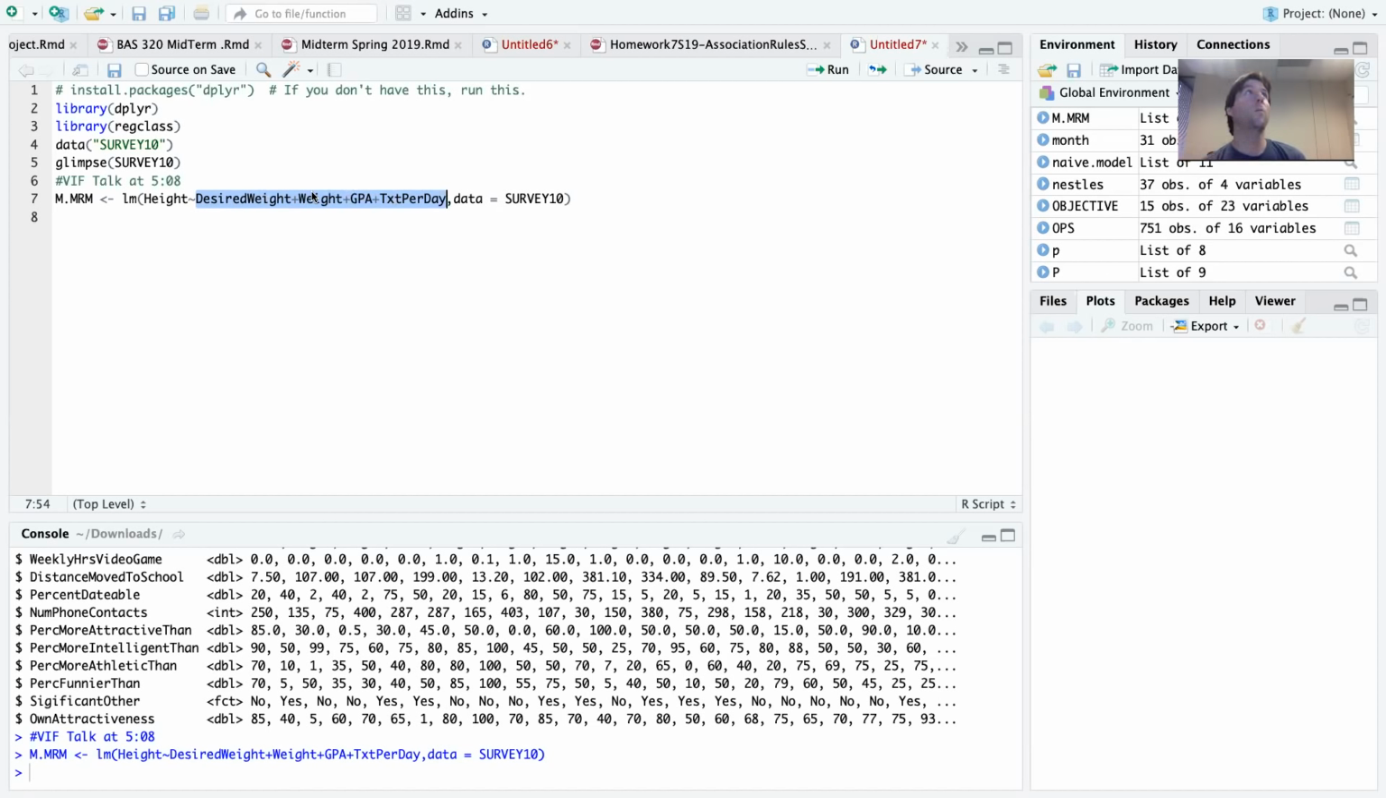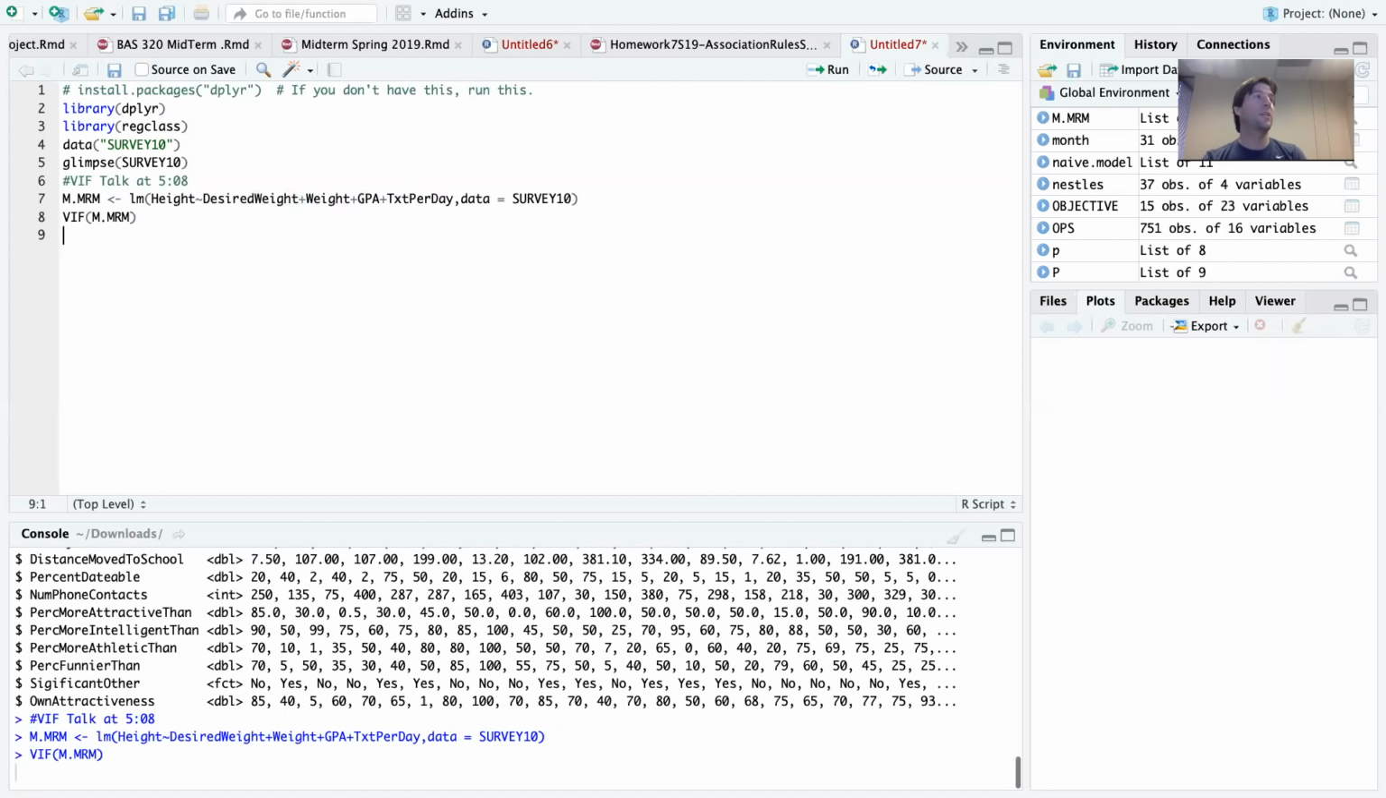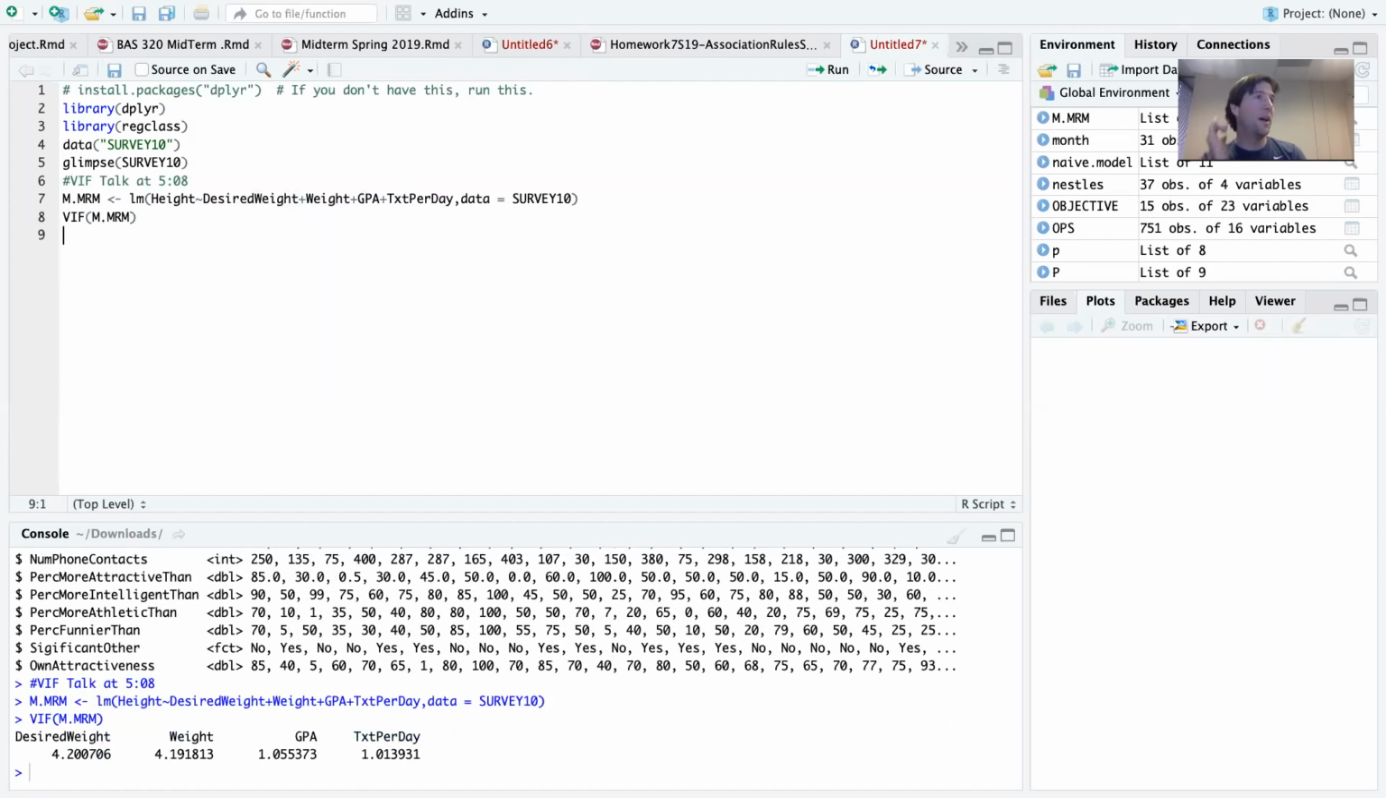But desired weight and weight are probably going to have a high variance inflation. It's because I suspect that they share sources of variation. And if you notice, they do have the highest variance inflation. What they bring to the model is not unique. You could say, well, is somebody's weight their desired weight? No, it's not. That's why they're different.